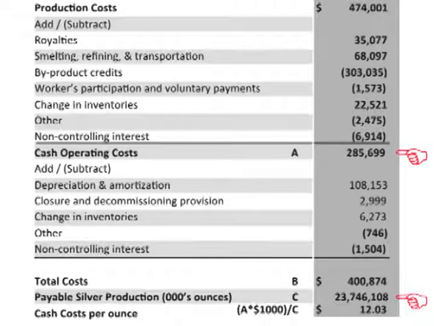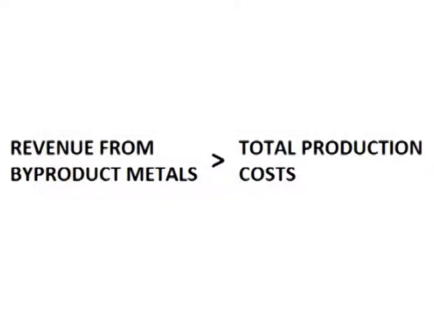The total silver cash cost after byproduct credit is then divided by the number of ounces produced to get a silver cost per ounce. In 2012, Pan American produced a total of 23,746,108 payable silver ounces. So the $285.7 million is divided by that total to get a cost per ounce of $12.03. Sometimes a producer will have a low-costing mine that produces enough byproduct metals such that the total revenue from the byproduct metals exceeds the total cash cost for the mine, and the producer will show a silver cash cost for that mine of below zero.